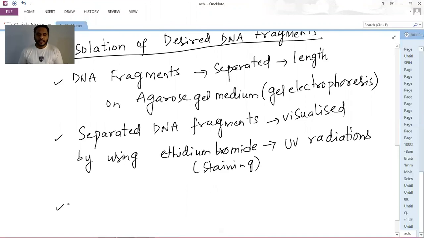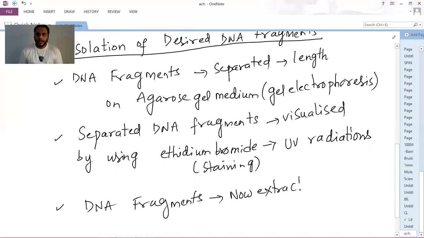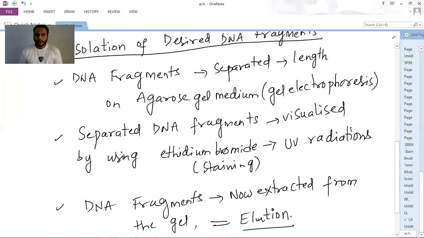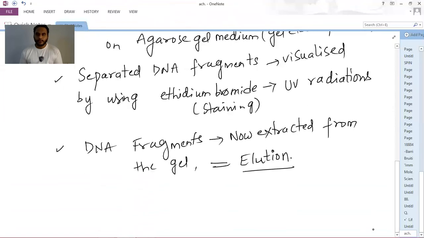Then we can extract these DNA fragments. They are extracted from the gel. That process is called elution.